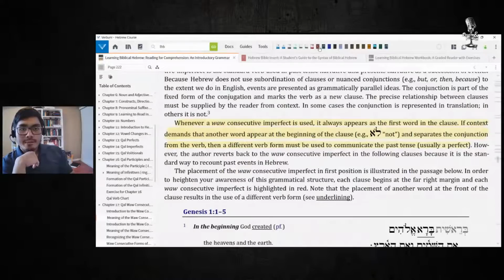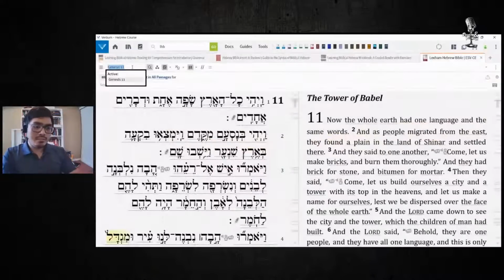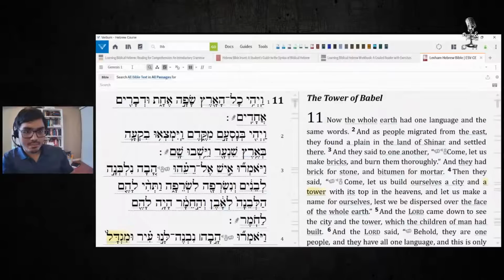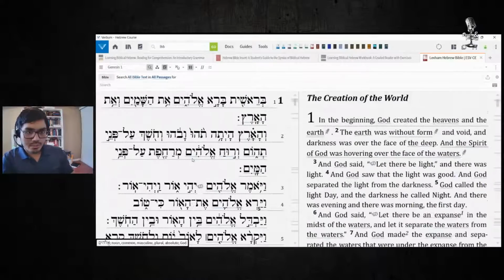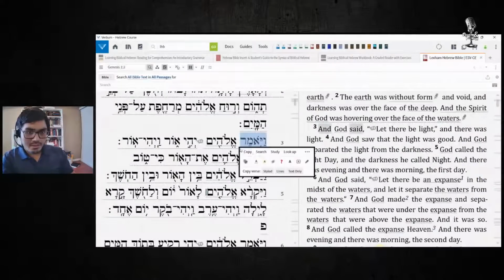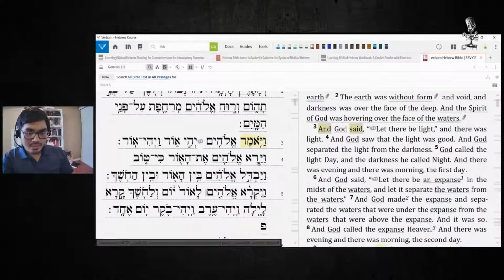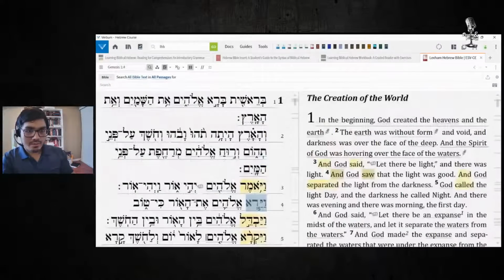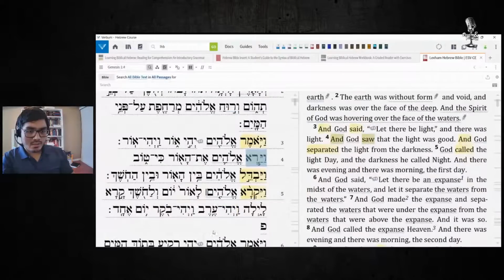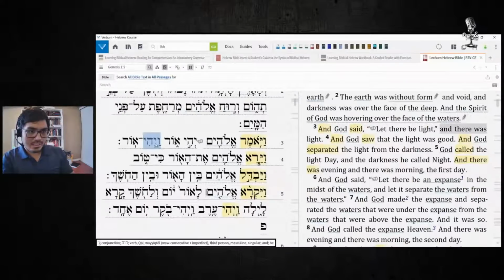So let me pull up the Hebrew Bible really quickly to show you. Let's just use Genesis 1 as an example. So really quickly, here are all of the Viktor forms that occur in the first 5 verses. Notice that in all of these cases, the Viktor is the first word in the clause that it appears in.